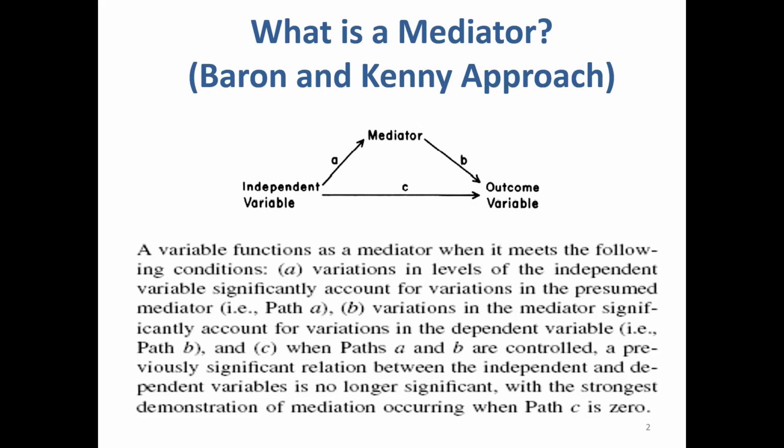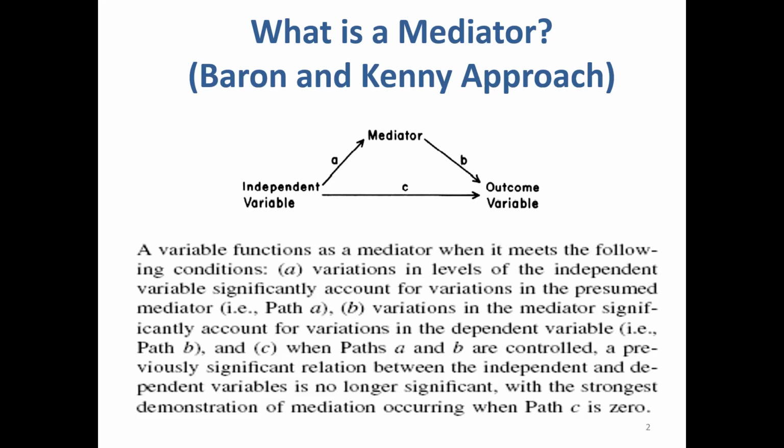And then comes the second situation when A and B are significant, but C is completely zero. That means C is not significant. That means the independent variable is affecting the outcome variable through the mediator, that is complete or full mediation.